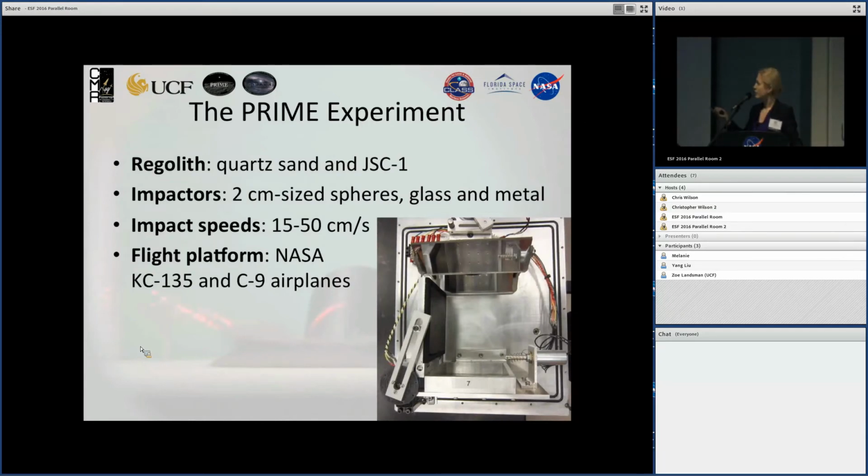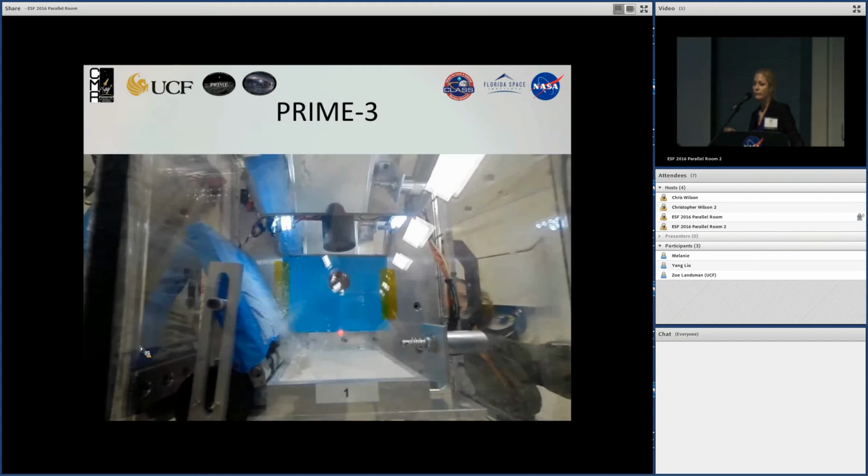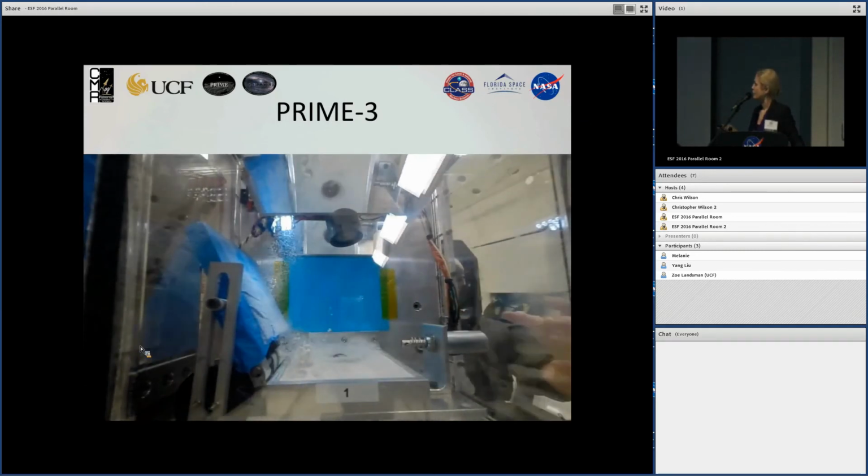So what kind of regolith are we talking about? In the PRIME experiment, we use two types of regolith, quartz sand and the lunar simulant JSC-1. The impactors are 2 centimeter marbles, glass and metal usually, and in the PRIME experiments we impact at speeds of 15 to 50 centimeters per second. So if there are any impact people in the room, that's very low velocity. Usually 1 meter per second is already considered a low velocity impact. This experiment, PRIME, flew mostly on parabolic aircraft, and I forgot to say the grains we put in there have a size range between 250 and 500 micrometers.